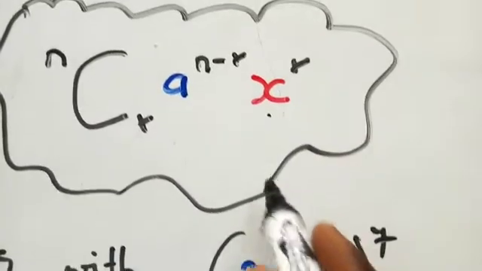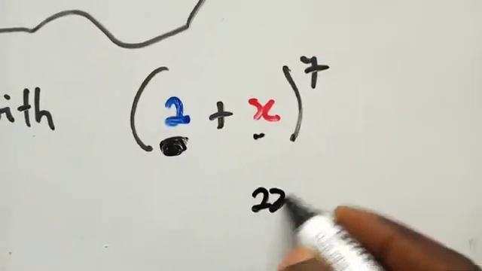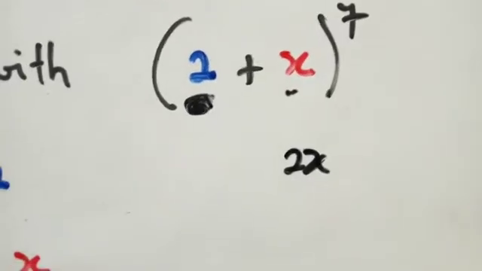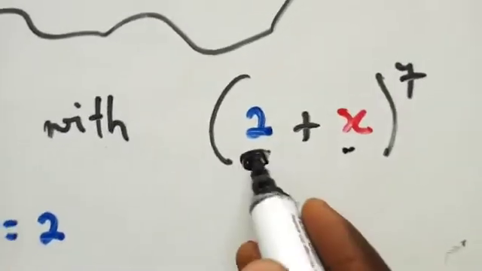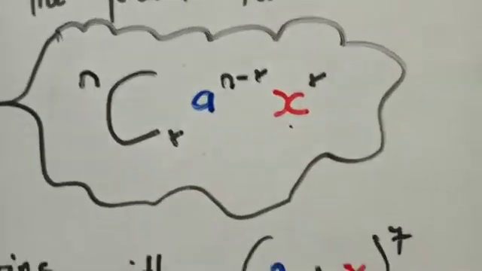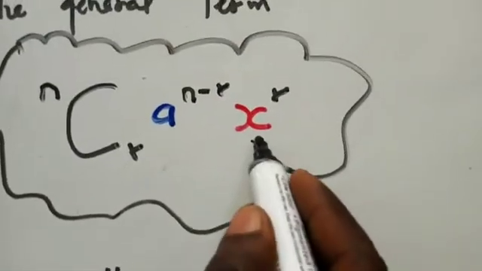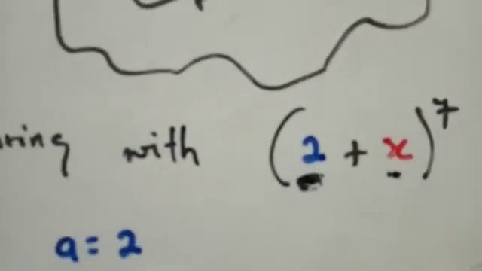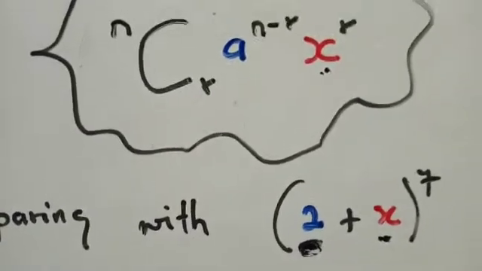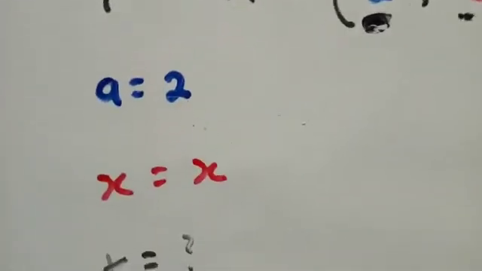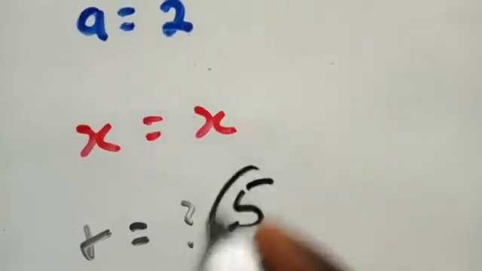Don't let this term throw you off. This term can change to anything. It can even be 2s. Make sure that you watch the video to the end, where we bring you a different method. So the a is the first term from the question, and the x is just the x here. Then your r: the question says find the coefficient of the 5th guy, so the r here will be 5. Is that okay? The r here will be 5.